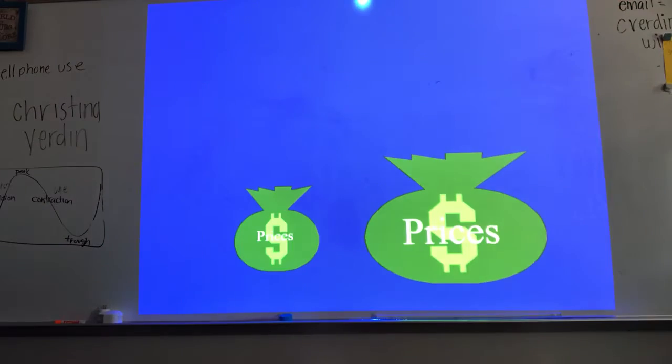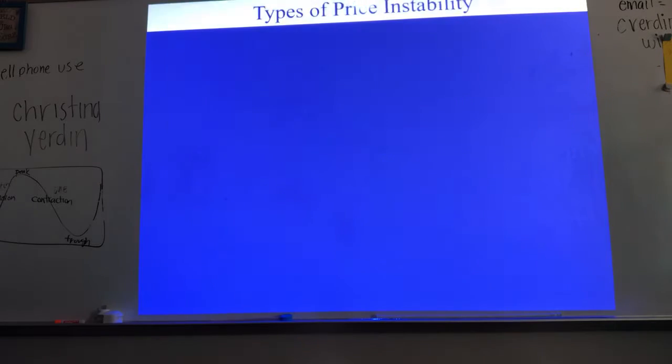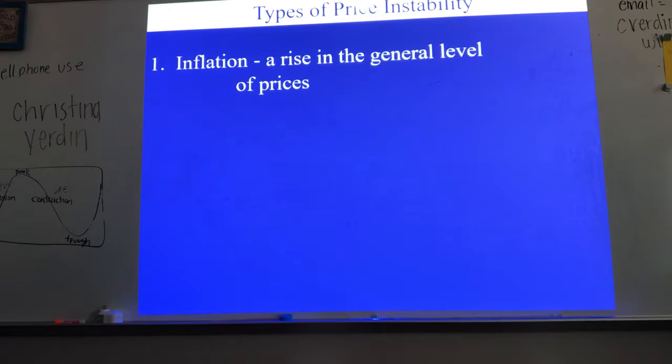Okay. So eventually I'm going to be getting into talking about CPI, the Consumer Price Index. And we calculated with GDP the effects of inflation, right? But what we're going to be looking at is that there are different price instabilities. One of them we just talked about is inflation, a general rise in prices, okay? And when that general rise in prices occurs, what happens to your purchasing power?